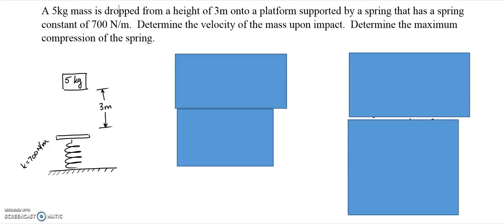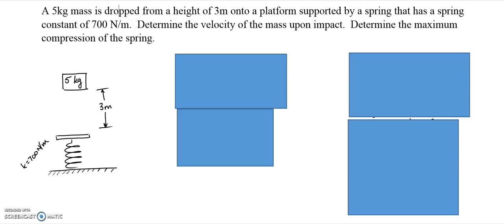All right, go gadget energy problems. Here we go. Scenario: a 5 kilogram mass is dropped from a height of 3 meters onto a platform supported by a spring that has a spring constant. That seems so grammatically weird, but whatever. Has a spring constant of 700 newtons per meter. Determine the velocity of the mass upon impact.